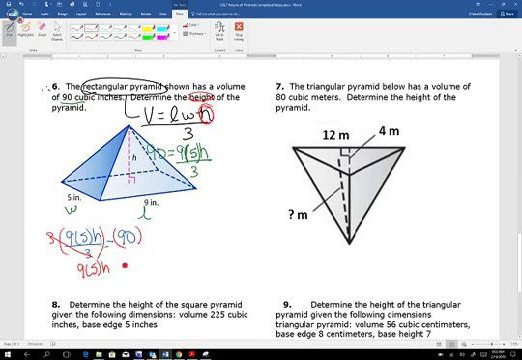And I get 9 times 5 times the height equals 270. I know that 9 times 5 is 45. Now I can divide both sides of the equation by 45. These cancel out, and 270 divided by 45 will give me a height of 6. Let's take a look at number 8 next and see if we can practice this again to make sure that we understand the process.